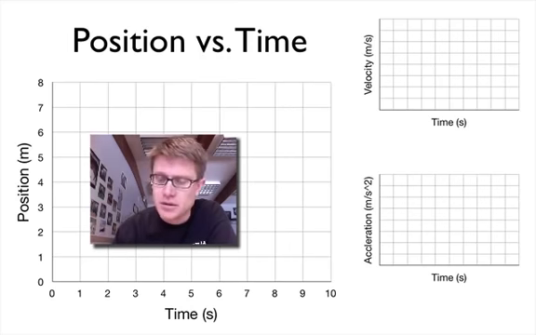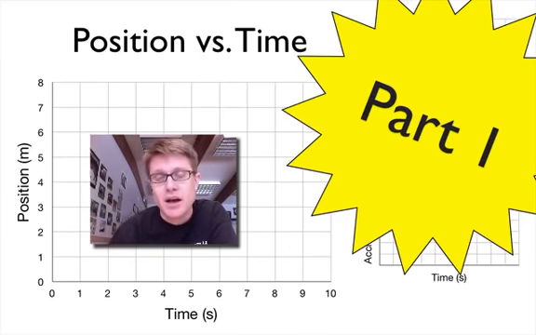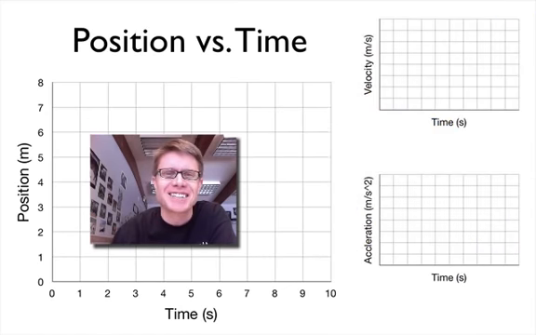First thing you should know is that this is part 1. I'll also do a part 2 on position versus time. In part 1, I'm going to talk about objects that have constant velocity, and in part 2, we'll talk more about acceleration and deceleration. So if you're in the wrong spot, make sure you start where you should. Now, what do I mean by start?